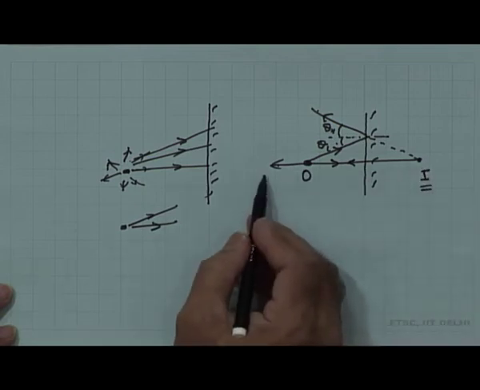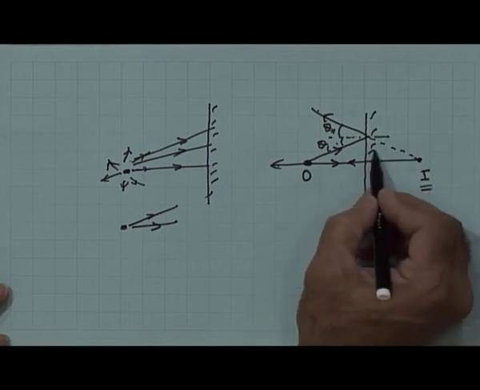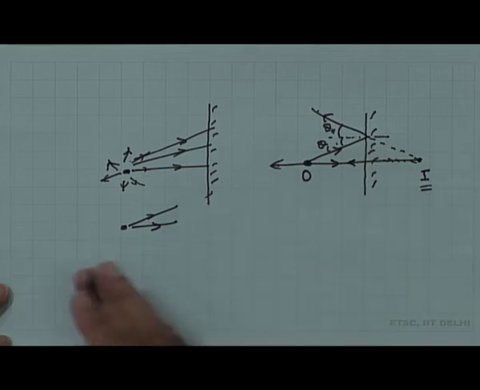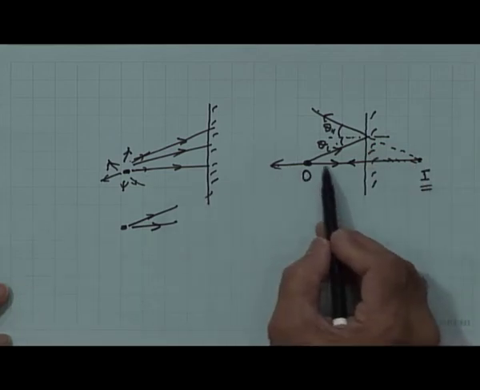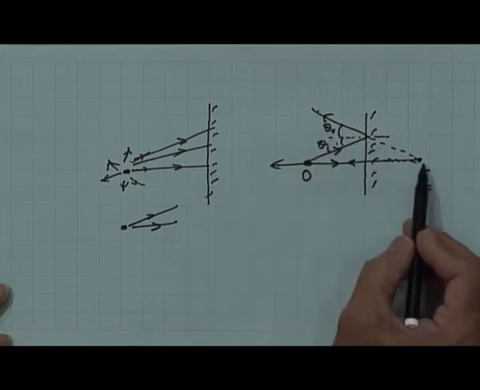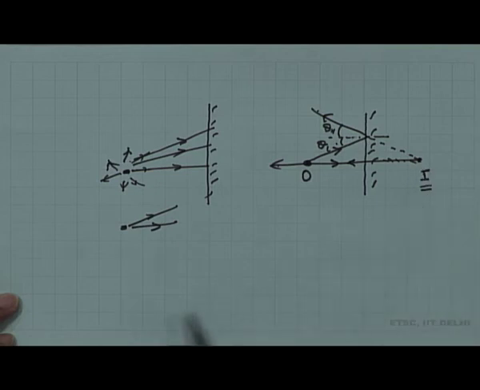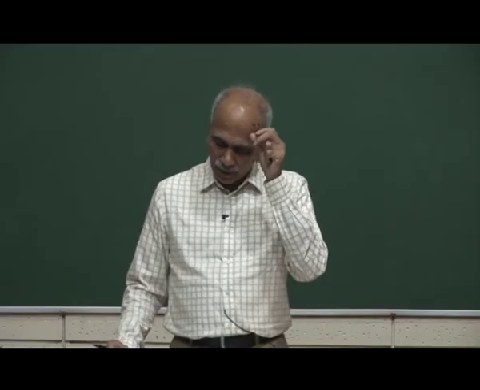It appears to come from there, but the rays are not actually coming from there, because there is no ray on the other side here. Rays are only in the front side, but if we project them backwards, then they appear to come from a point I, and that is the image point. And that is what is shown in this diagram which I have drawn already, a pre-drawn diagram.